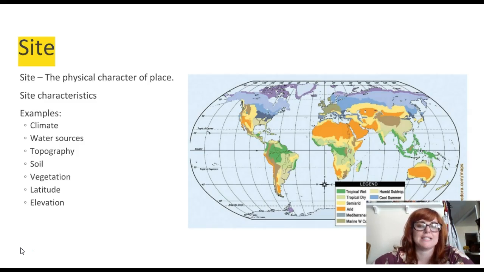So first off, site is the physical character of a place. If you remember from the last lecture, we talked about physical maps. Physical maps have to do with naturally occurring features. But when we talk about a site, we can also talk about non-natural features. Some examples of things you might talk about when you're talking about site are climate, water sources, topography, soil, vegetation, latitude, elevation. So those sorts of things.